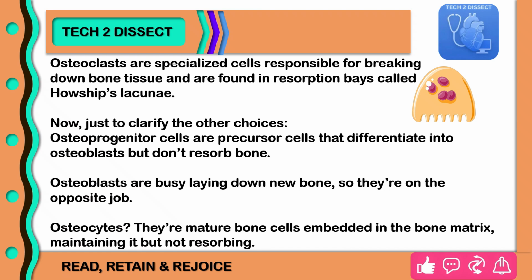Now, just to clarify the other choices, osteoprogenitor cells are precursor cells that differentiate into osteoblasts, but don't resorb bone. Osteoblasts are busy laying down new bone, so they're on the opposite job. Osteocytes? They're mature bone cells embedded in the bone matrix, maintaining it, but not resorbing.